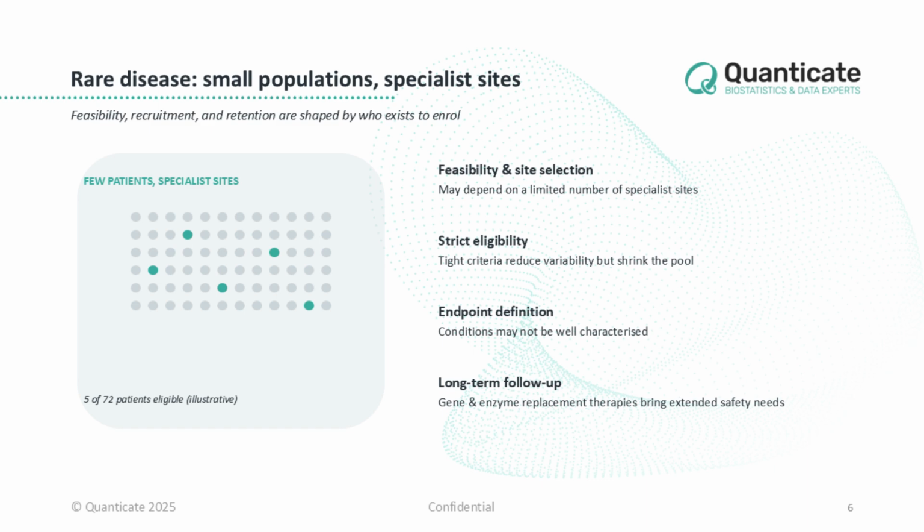Rare disease studies then bring another set of constraints. Small populations affect feasibility, recruitment, site selection, and retention. Or a study may depend on a limited number of specialist sites, and eligibility criteria may be strict to reduce variability. Some conditions are not well characterized, which can make it difficult to define meaningful change. Targeted approaches, including gene therapies or enzyme replacement therapies, can also bring long-term follow-up and specific safety requirements.